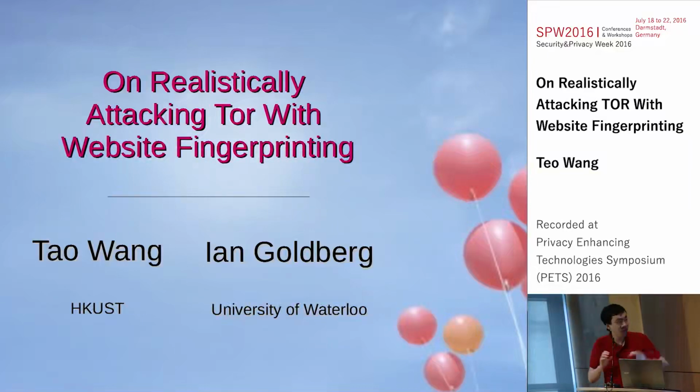So the most important word of this title here is the word "on". Now, if I were to remove the word "on", then it would be as if I had a paper that claimed I could realistically attack Tor with website fingerprinting. Now I don't. The reason why this is important is because there's no way for me to really claim I finally have a realistic attack against Tor.